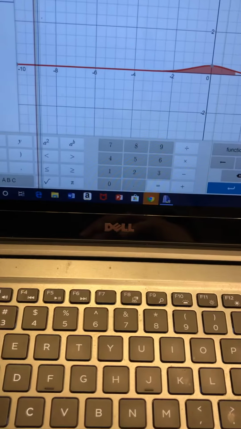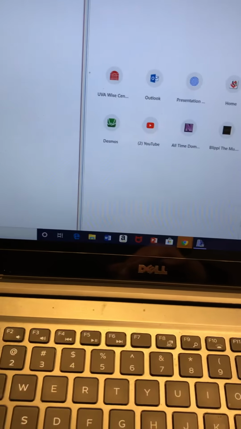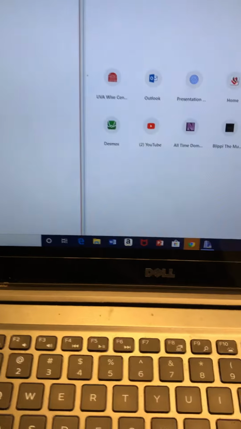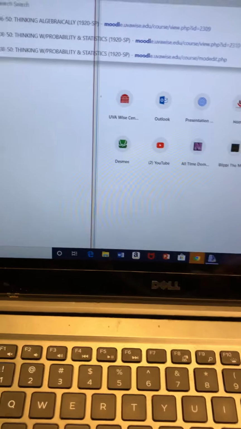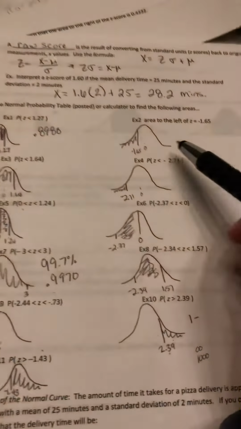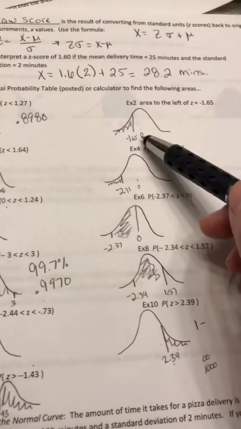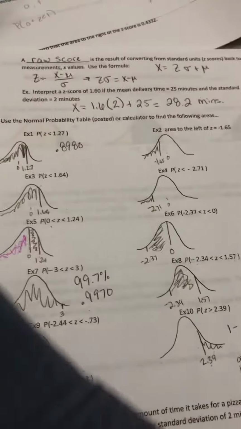Okay, so if I can get back into Moodle and open up that chart so we can do the rest of them here. Actually, I'll go ahead and do a few more on Desmos just because it gives you that graph and you can kind of see it compared to my graph.